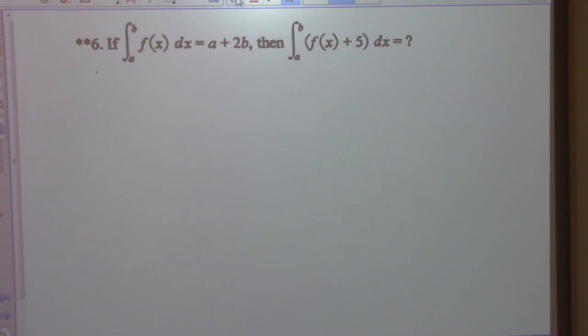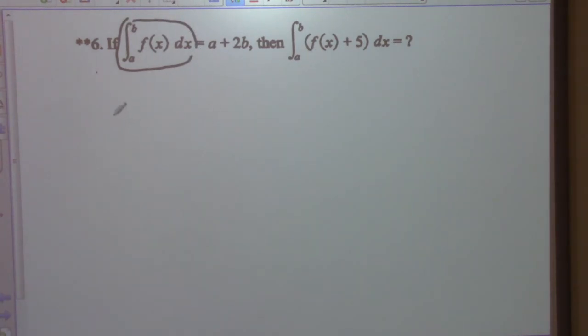Do you have an answer for this yet? No. I can give you another 7. What you have here is this thing right here, which is equal to a plus 2b.